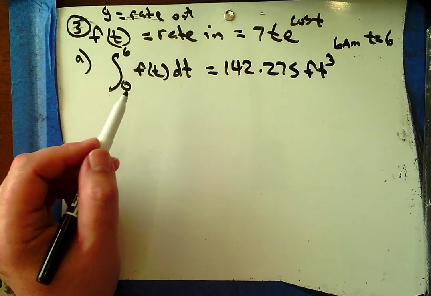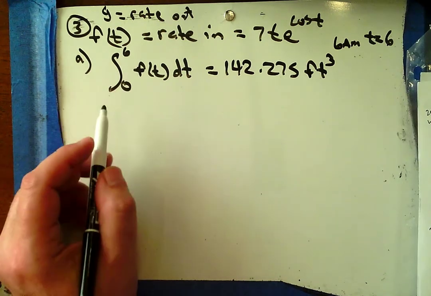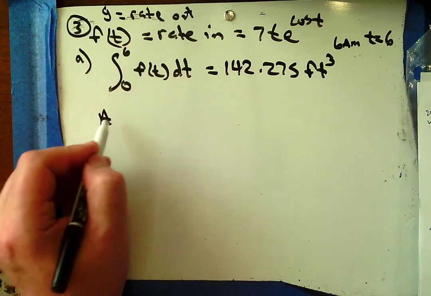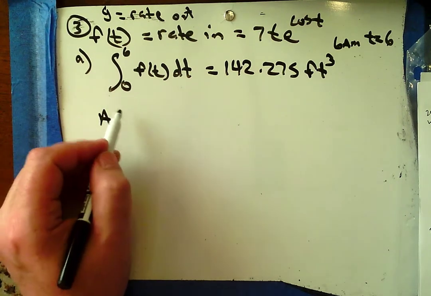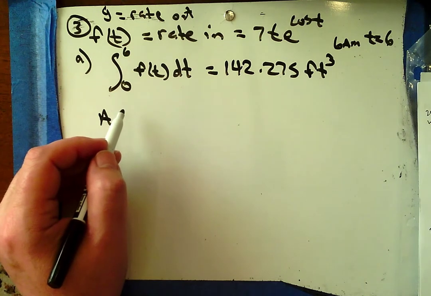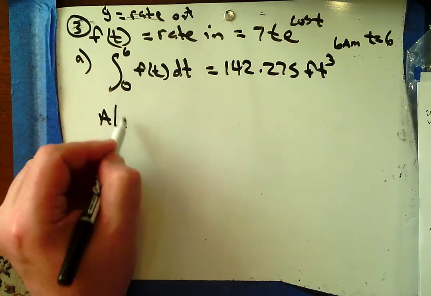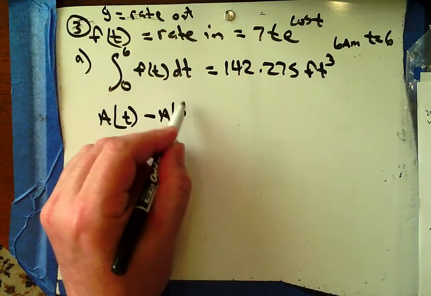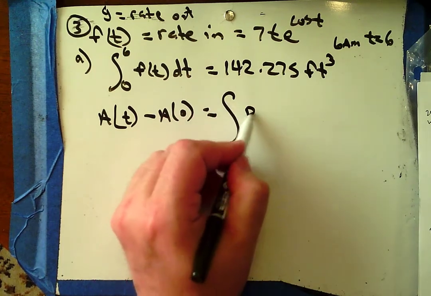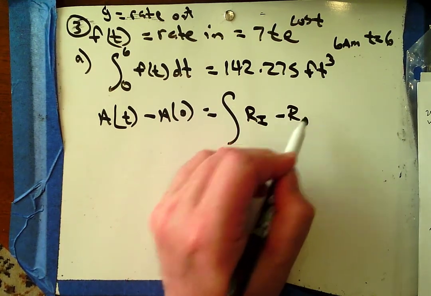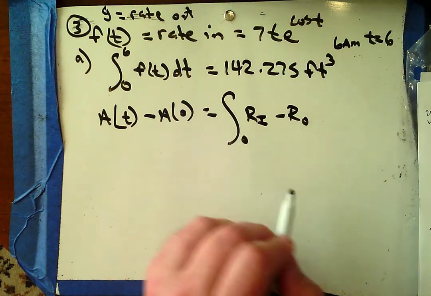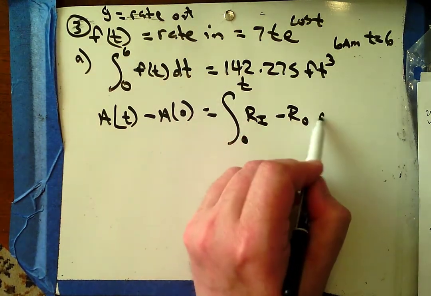Find the rate of change in volume of snow that accumulates at 8 a.m. Well, so I think here about the amount function again. And so if I build an amount function, we're assuming there's no snow in the driveway at the beginning. Okay, so A of t minus A of 0 equals the integral of rate in minus rate out from 0 to t dx.